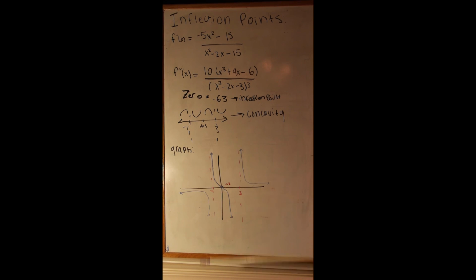Then we graphed the function. So we have the asymptotes at -1 and 3. There's also a horizontal asymptote at 0. We have concave down from -infinity to -1, concave up from -1 to our point of inflection at 0.63, concave down again from 0.63 to 3, and concave up from 3 to infinity.